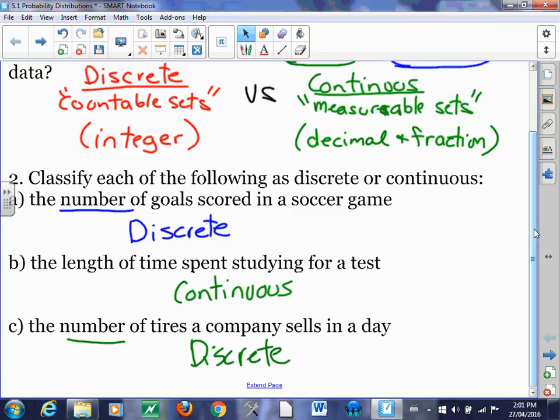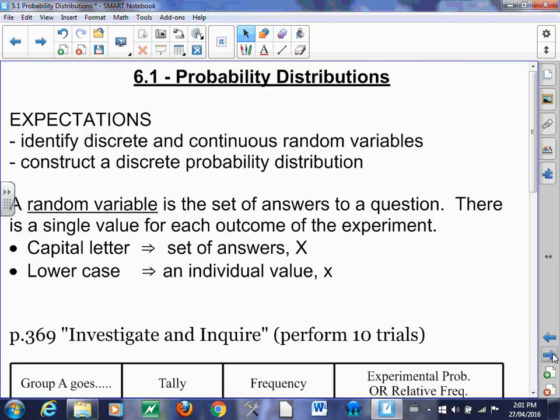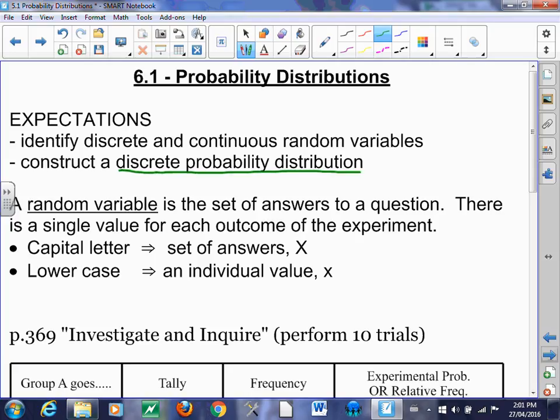All right, let's get into doing some probability distributions. Here we go. So today's expectation is to identify continuous and discrete random variables, which we already did, and then construct a probability distribution for discrete data. So that's what we're going to focus on today. We're going to do some new looking graphs today. One thing that's important for us to note before we get started is I'd like you to box this if you can.